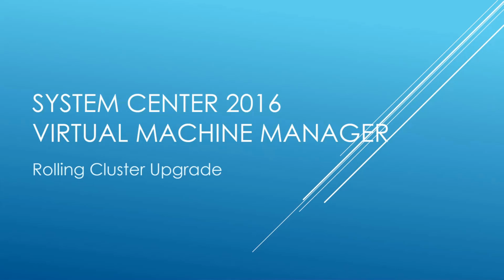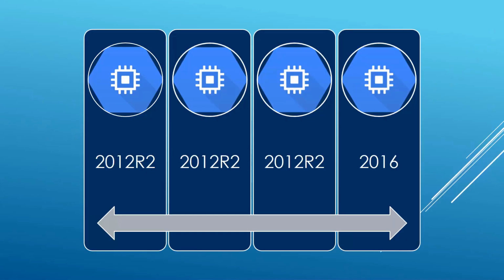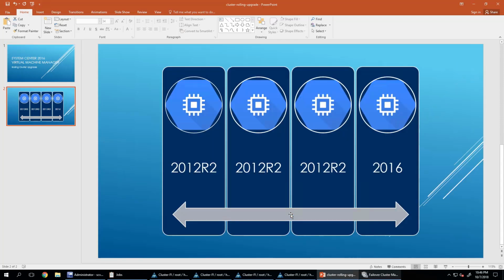So let's go back to the basics again. We're going to have a 4-node cluster of 2012 R2 servers, and we're going to do a rolling cluster upgrade to 2016. This is what we're planning to do. So let's go to our setup again.